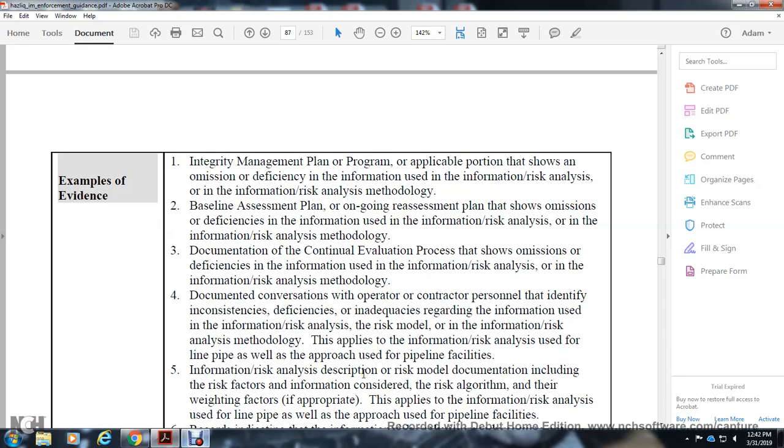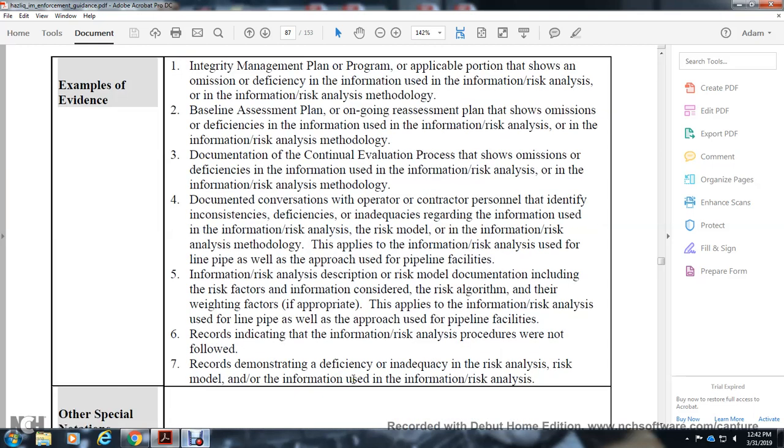Examples of the evidence. 1. The integrity management plan or program, the important portions show omissions or deficiencies for the information risk analysis methodology. 2. Baselines for the ongoing reassessment plan show omissions or deficiencies for the information risk analysis method. 3. Documentation of continual evaluation properly shows omissions or deficiencies in the information risk analysis method.